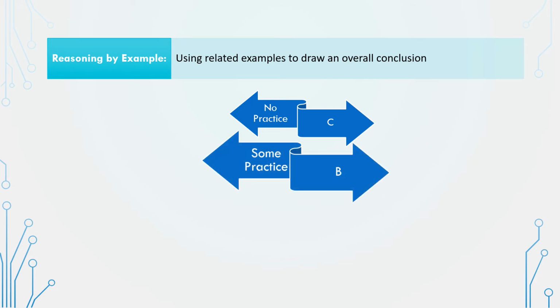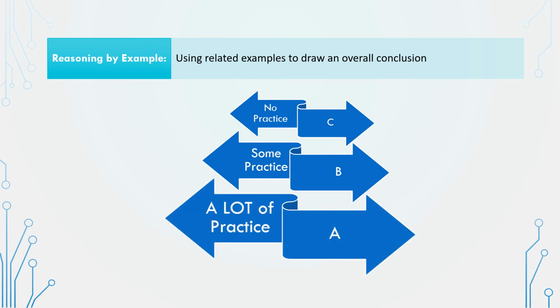So for your final speech, your persuasive speech, you think, I think I'm onto something. Let's practice a lot and see what happens. And you get an A. At this point, you've probably come to the conclusion that the amount of time you practice directly correlates to the grade that you receive. There is one thing to note about reasoning by example.